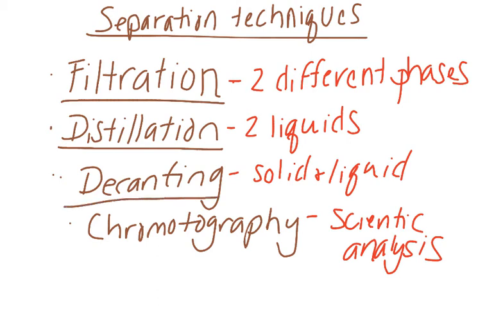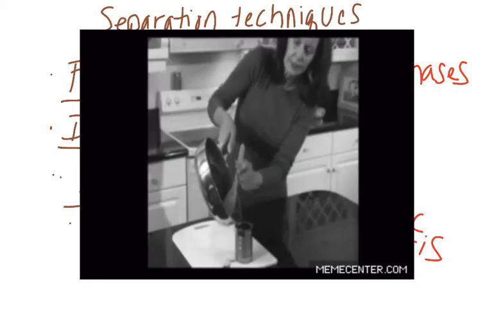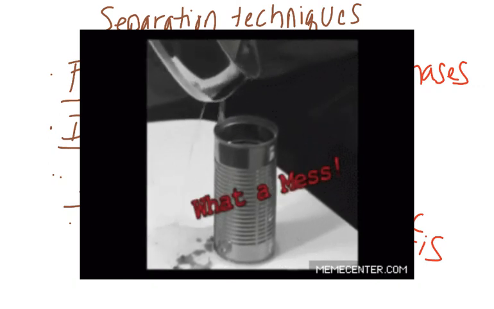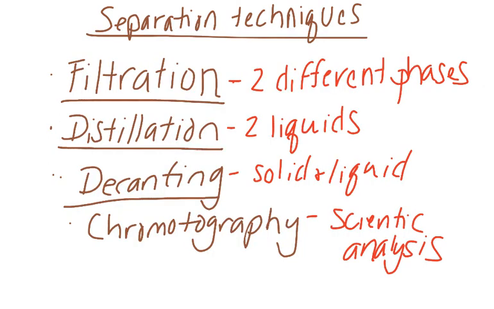The next, decanting. This is just basically a fancy word for pouring. So if you've ever made like pasta and you were too lazy to go get a colander, or maybe the colander was dirty or whatever, and you just take your pot and you dump it over the sink, and you dump in such a way that you hope all of the water goes down the sink and all of the pasta stays in the pot, that is called decanting. And this works really well if you have a solid that sits at the bottom of your solution rather than floating at the top, so that you can easily pour the liquid off without pouring the solid as well.